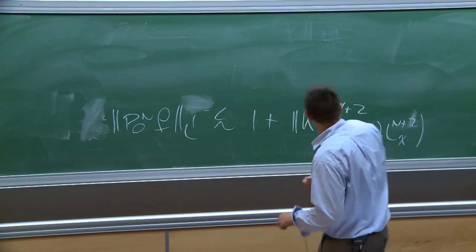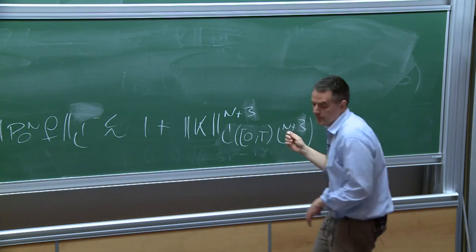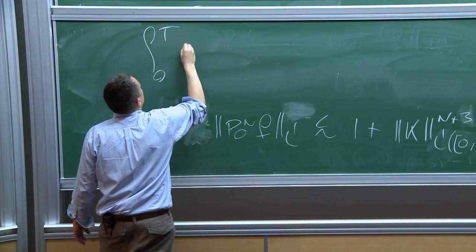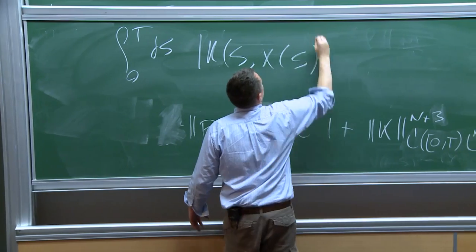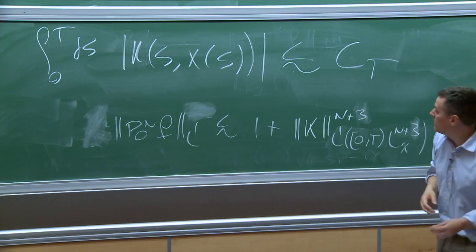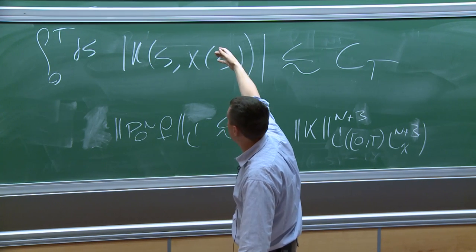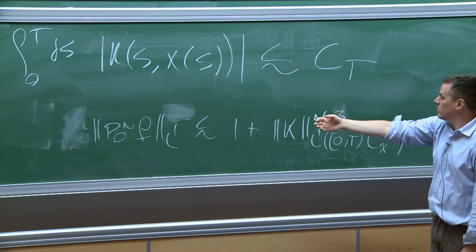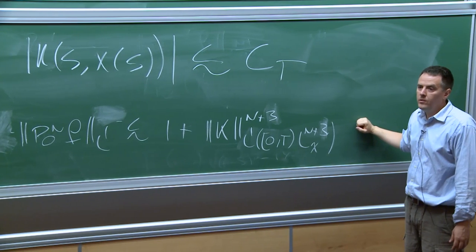Okay, so in 3D, the estimate that you get to bound the moments is n plus 3, and you have to assume the bound: the integral from 0 to t of ds of k(s, x(s)) is less than or equal to C(t). And so we start by assuming this bound, and we want to bound the moments. Then we have this moment type inequality, and we want to figure out how to control k.